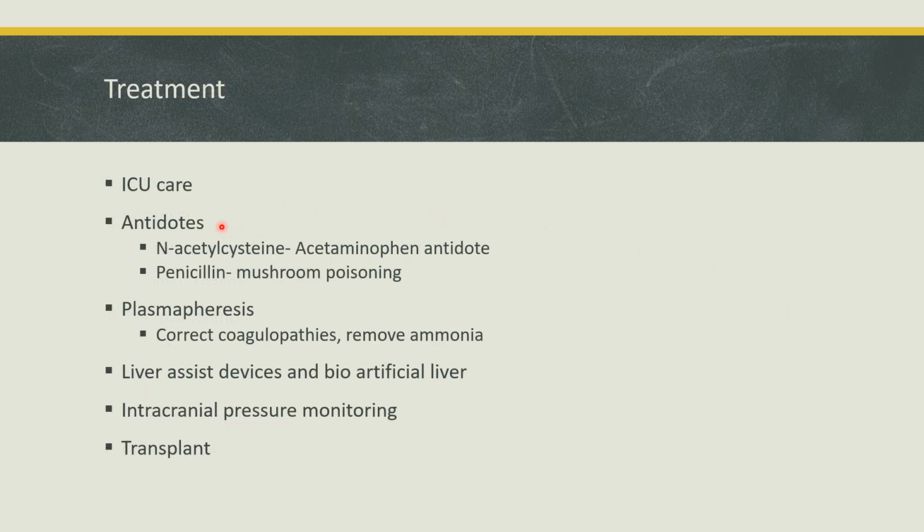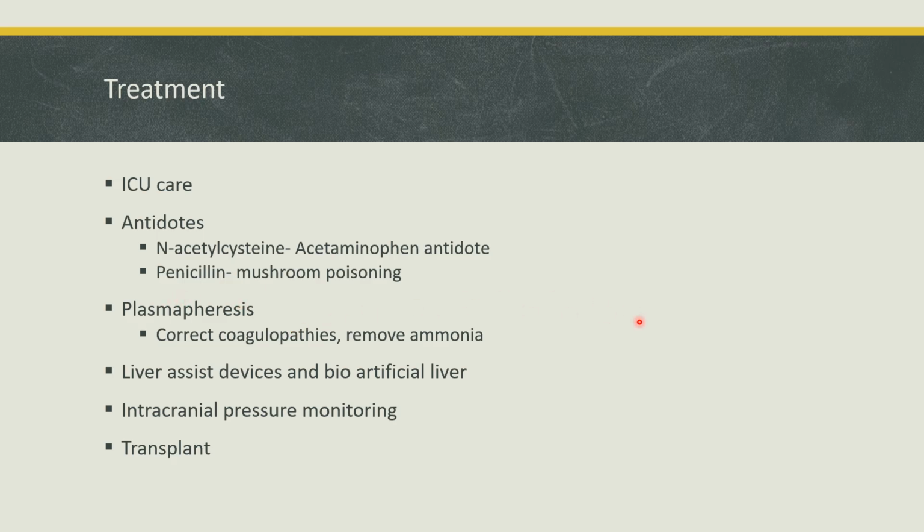So treatment, ICU care, so some antidotes if it's some sort of toxin. Okay, so we can give acetylcysteine or N-acetylcysteine for an acetaminophen antidote. So Tylenol overdose, we give this acetylcysteine. We can also give acetylcysteine if they've had like an unknown toxic ingestion, right? Because this is just kind of a liver protectant. It's an antioxidant for our hepatocytes. And then we can give penicillin for mushroom poisoning. So when the tourists are eating whatever they find in Glacier, give them some penicillin.